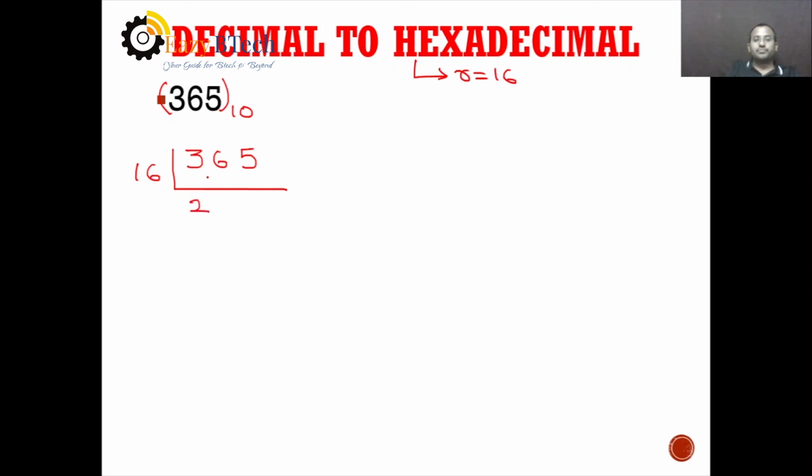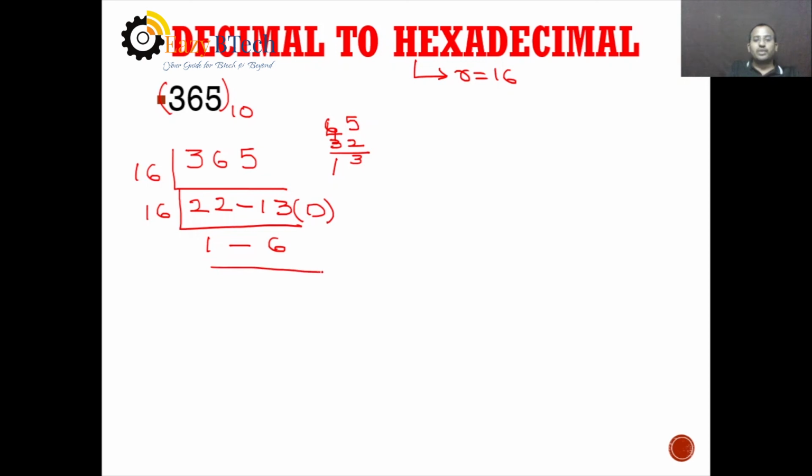16 twos are 32, and we have 45. Again, 16 twos are 32, so if we subtract from 45 we get 13. We are left with the remainder 13. Again, if we divide 22 with 16, 16 ones are 16, and we are left with a remainder of 6. Further division is not possible. In hexadecimal, 13 is equivalent to D.